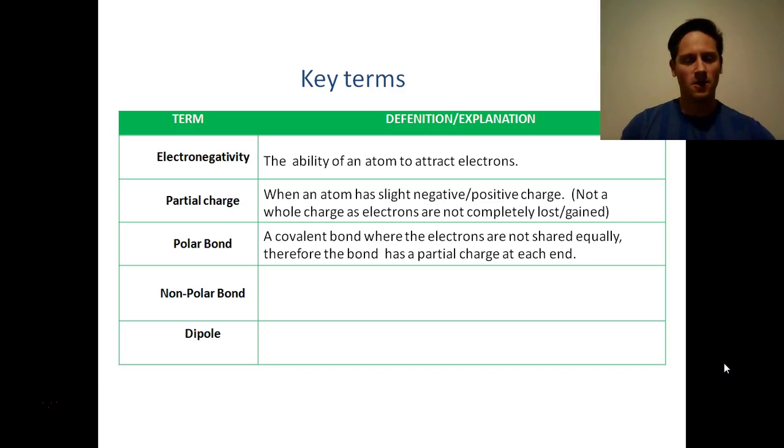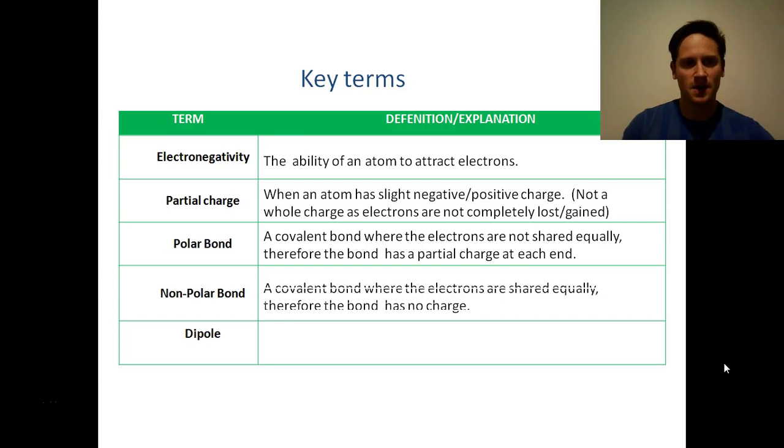A polar bond is a covalent bond where the electrons are not shared equally, therefore the bond has a partial charge at each end. A nonpolar bond is a covalent bond where the electrons are shared equally, therefore the bond has no charge. The last word is dipole. And a dipole is when a bond or a molecule has two oppositely charged ends. At this point, I'd like to ask you to pause the video and record those definitions in your notes document.